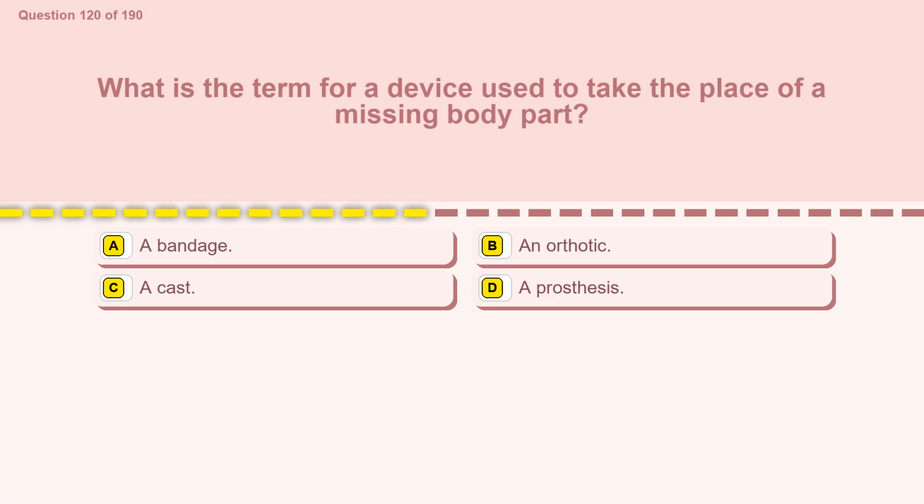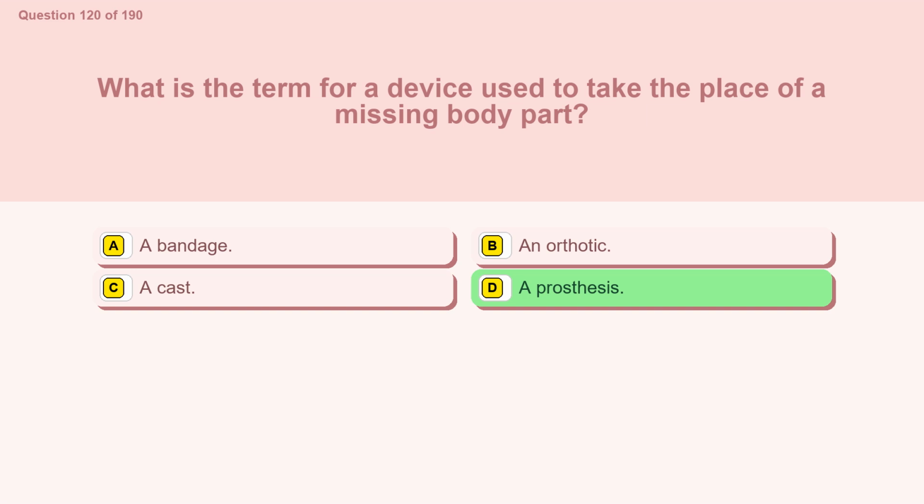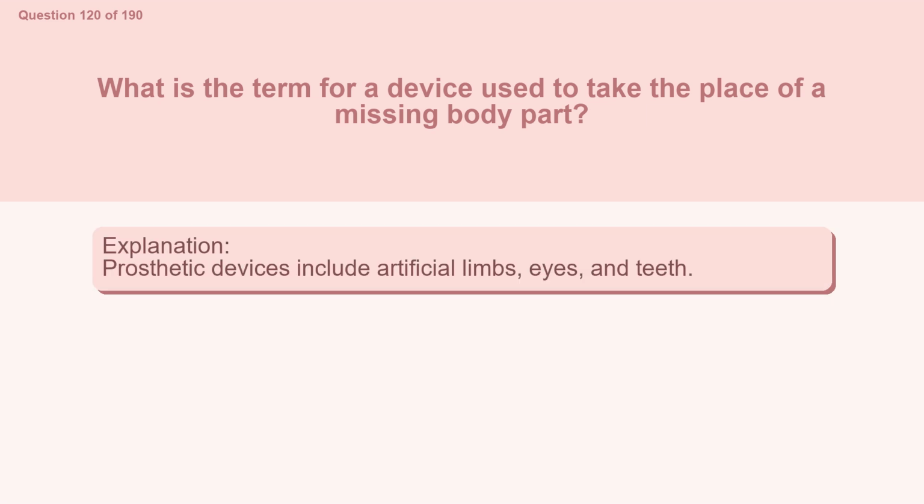Option A, a bandage. Option B, an orthotic. Option C, a cast. Option D, a prosthesis. The correct answer is option D, a prosthesis. Prosthetic devices include artificial limbs, eyes, and teeth.